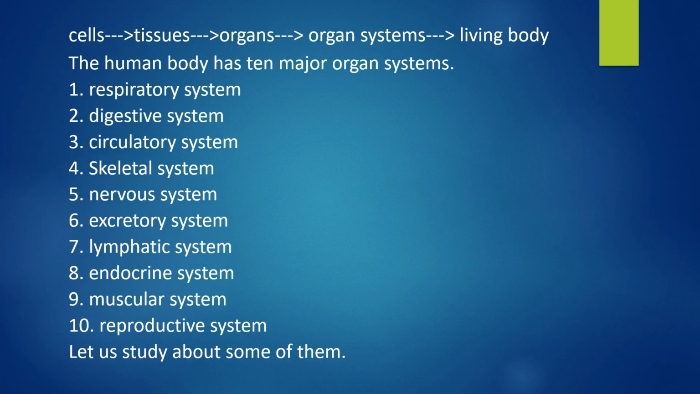So our body works in different ways. The human body has 10 major organ systems. These are: respiratory system, digestive system, circulatory system, skeletal system, nervous system, excretory system, lymphatic system, endocrine system, muscular system, reproductive system. So these are the 10 major organ systems the body has.